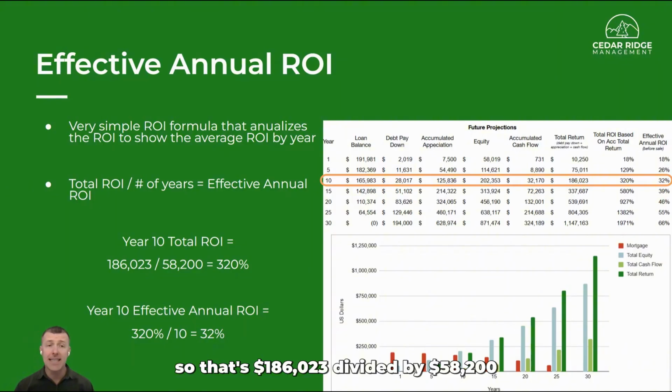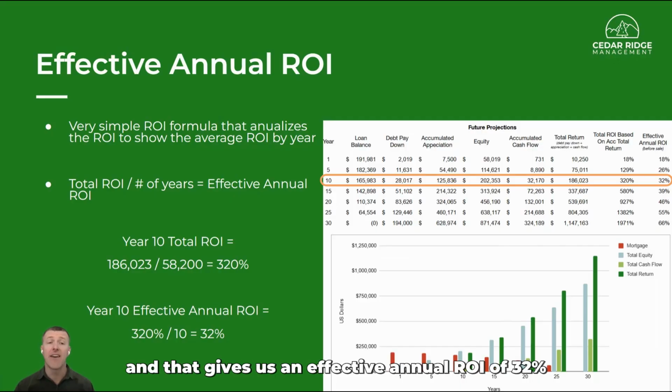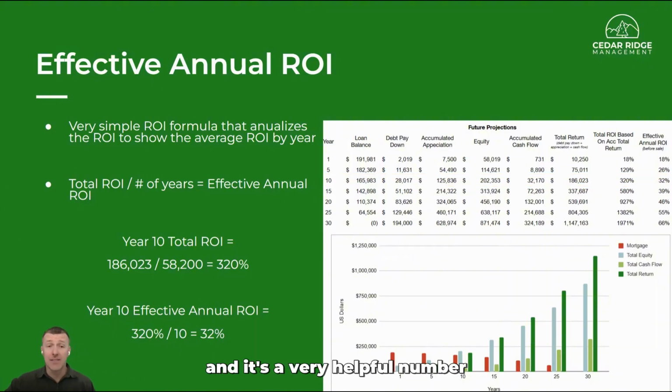So that's $186,023 divided by $58,200, which gives us a 10-year total ROI of 320%. Then we're going to divide that 320% by 10 years, because we held on to the investment for 10 years. And that gives us an effective annual ROI of 32%. It's a very helpful number. So now you can use that effective annual ROI to compare this investment against other investments.